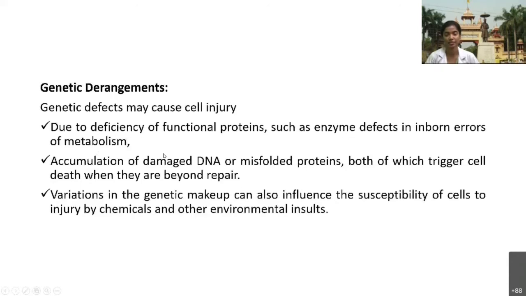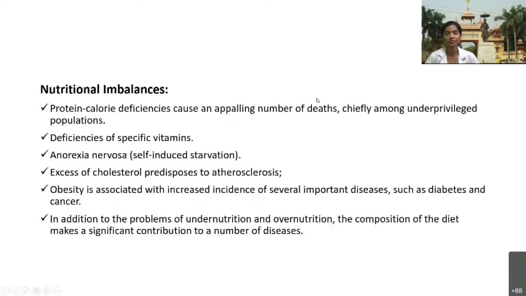And there can be genetic derangements, like due to deficiency of functional proteins, like enzyme defects. We have the inborn errors of metabolism, like Gaucher disease, Niemann-Pick disease, etc. The accumulation of damaged DNA or misfolded proteins, which can be beyond repair, can also trigger cell death, or the variation in the genetic makeup also makes one susceptible to the injurious stimulus.